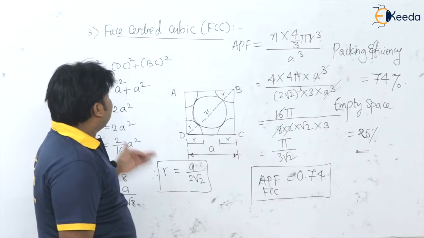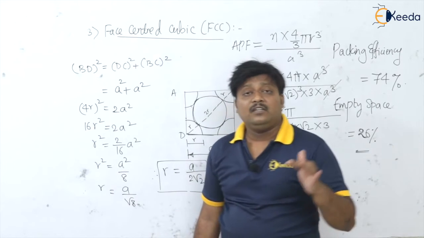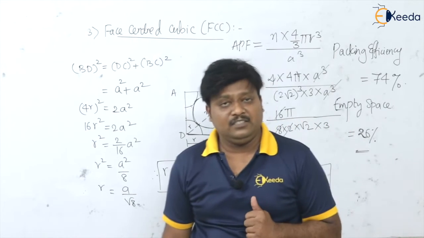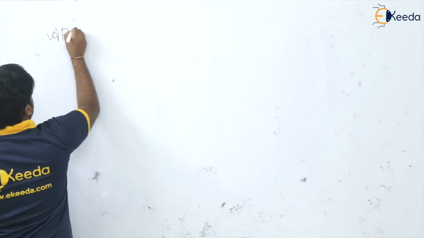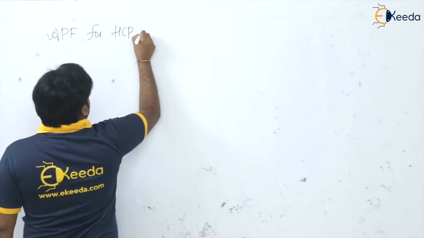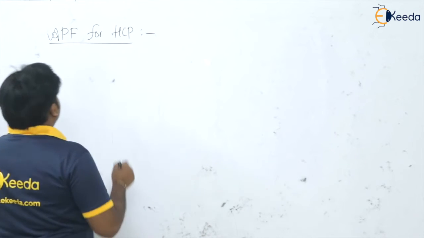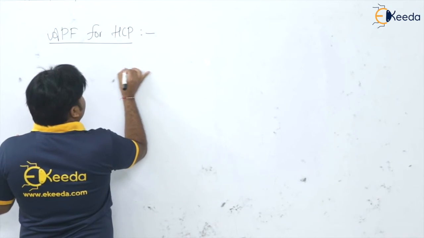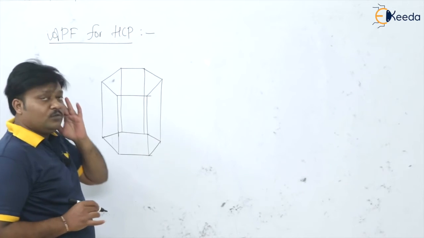Okay, now after this face centered cubic structure, we are going to see the atomic packing factor for the hexagonal close pack structure. Dear students, now let us see the atomic packing factor for the HCP, hexagonal close pack structure, right? So let us have this crystal structure. So see here, this is the HCP hexagonal close pack structure.